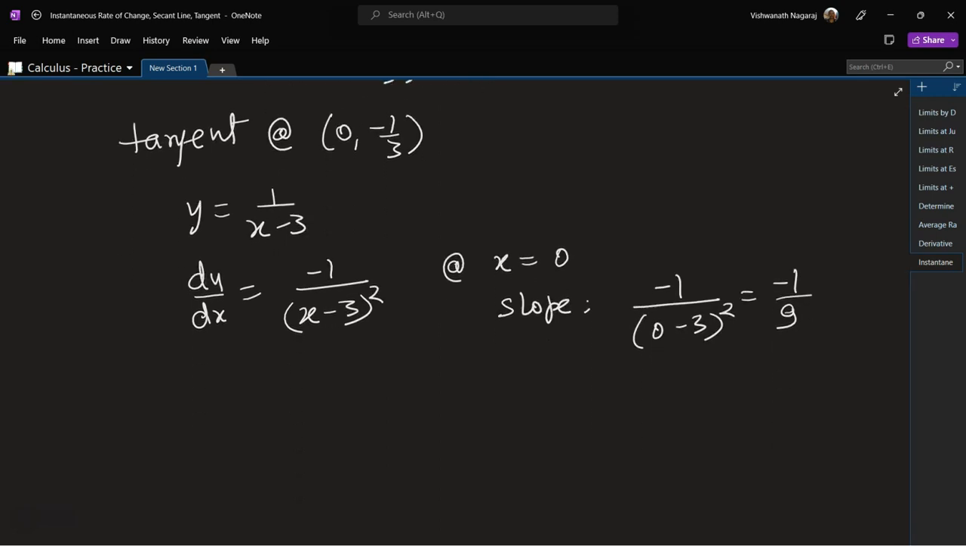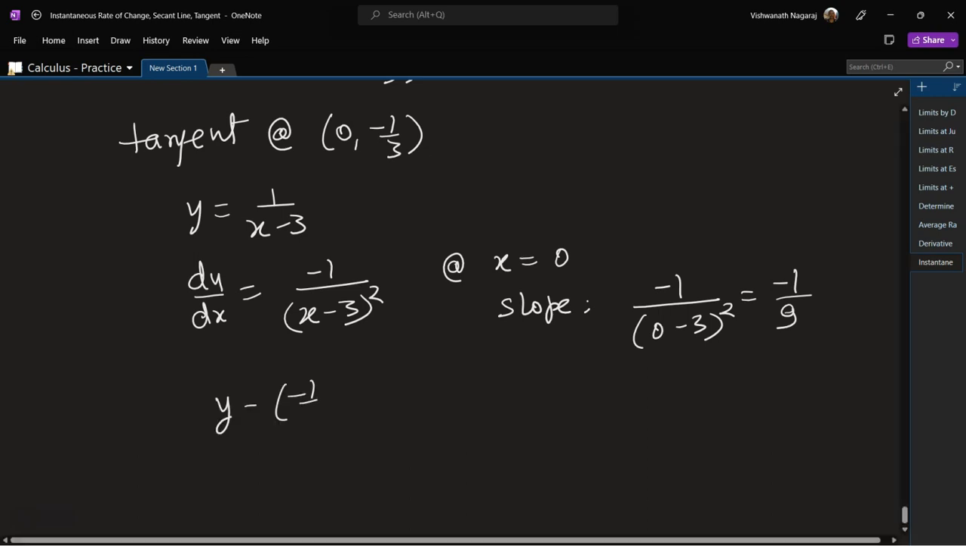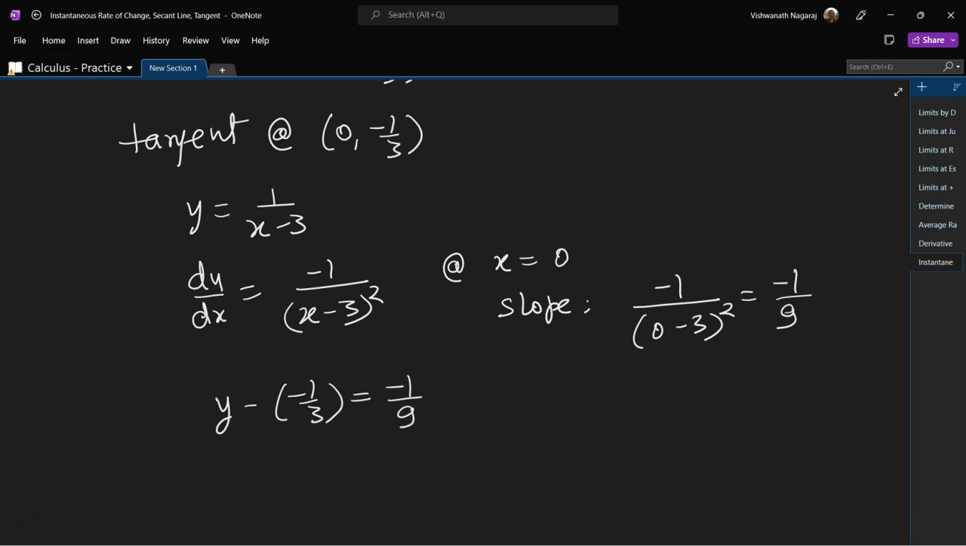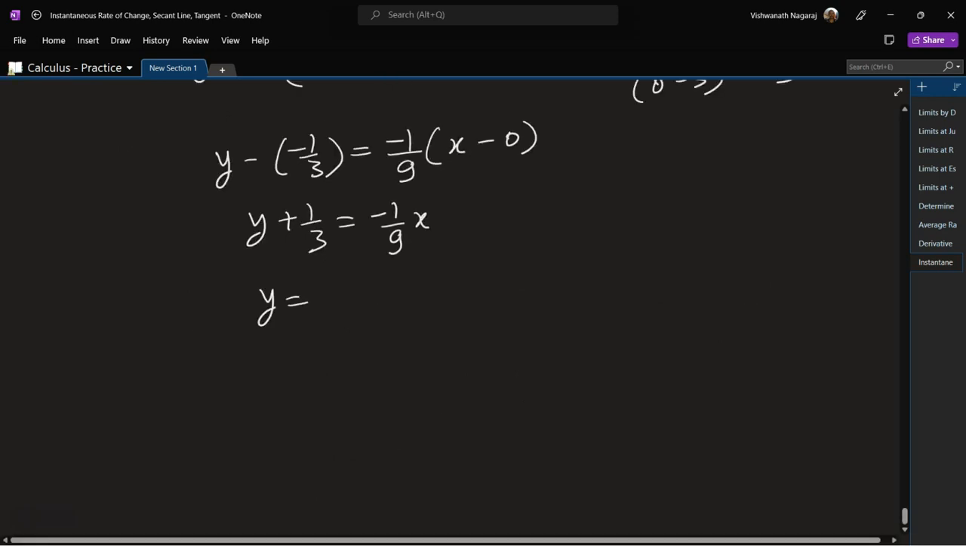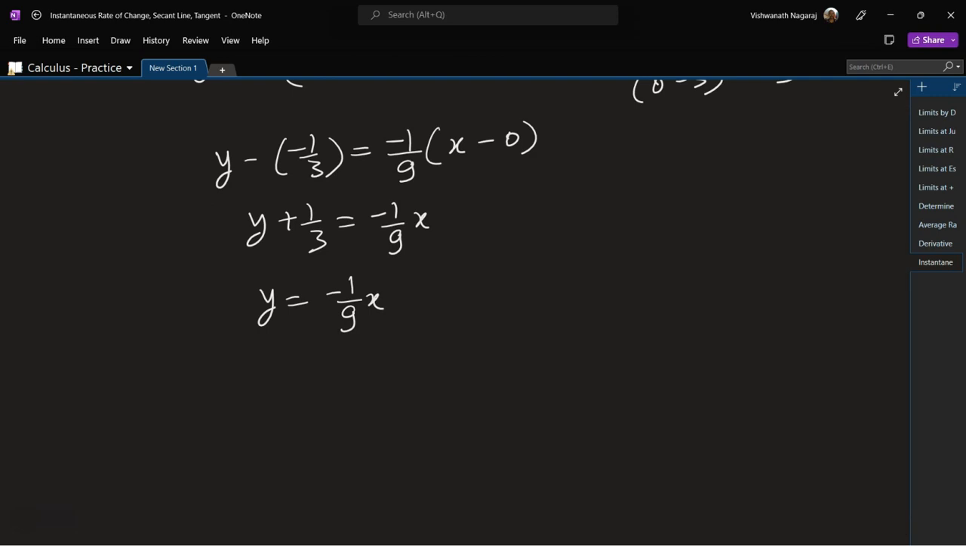So we have a point, we have the slope. So the tangent line would be y minus minus 1 by 3 is equal to minus 1 by 9, the slope, times x minus 0. So y plus 1 by 3 is equal to minus 1 by 9x, and y is equal to minus 1 by 9x minus 1 by 3. That's the equation of the tangent line.